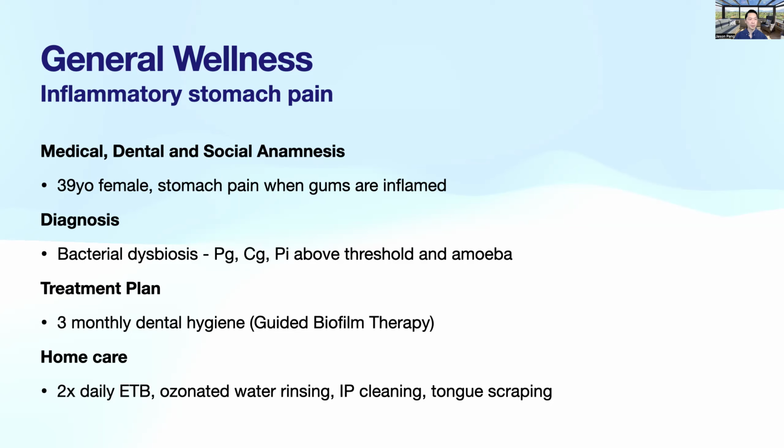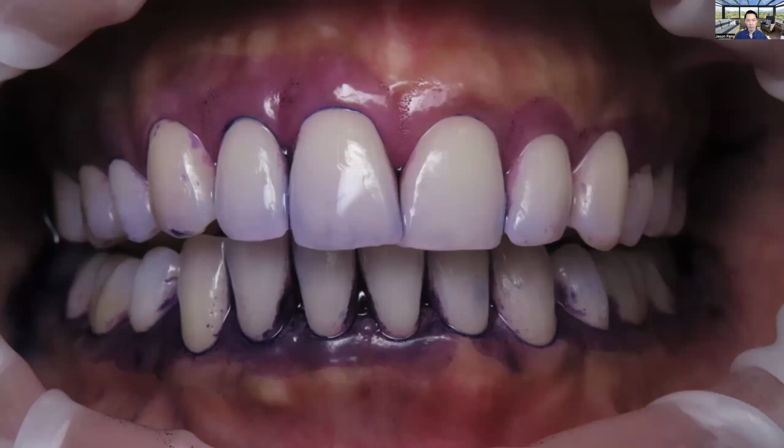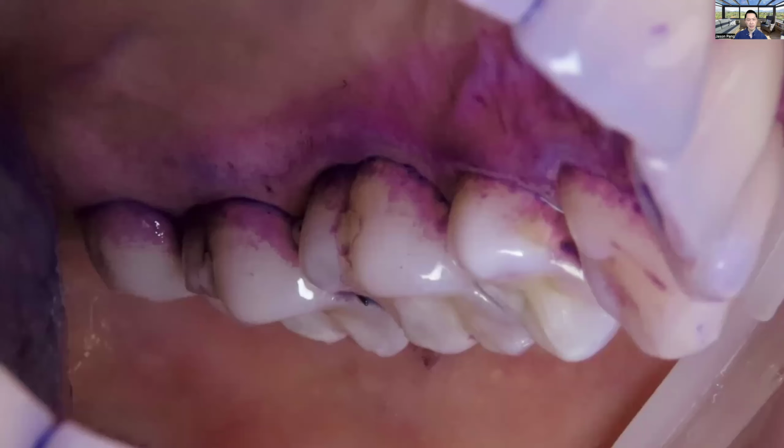And then we needed to improve her oral hygiene. So electric toothbrush, she used ozonated water to rinse with, cleaning in between the teeth, and tongue scraping. So you can see overall, she doesn't have very many problems dentally. She's cleaning reasonably well on the outside surfaces of her teeth. But when we look at the palatal side, we can see that she really isn't brushing that well on the inside, and that's what makes all the difference.